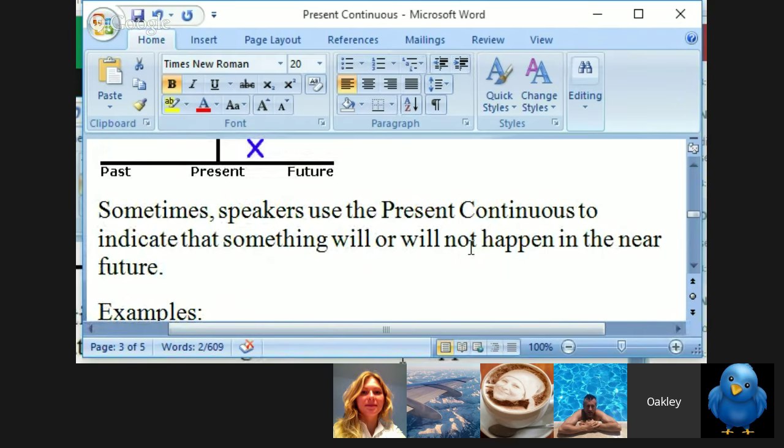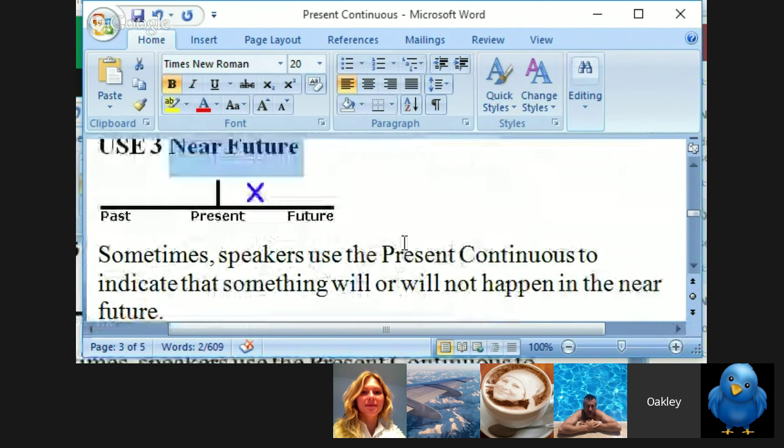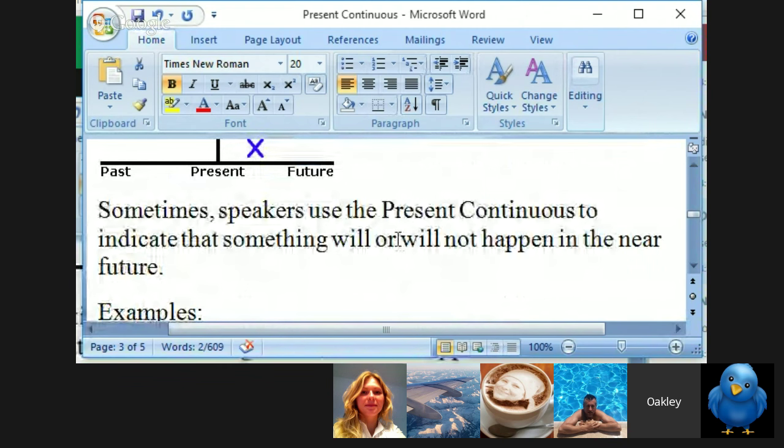Okay, something will or will not happen in the near future. Okay, there's another part of that. You're talking about your intention. When we use simple future tense, there are two forms: will verb, or am going to verb. We generally use am going to verb if it's a scheduled, thought about plan.